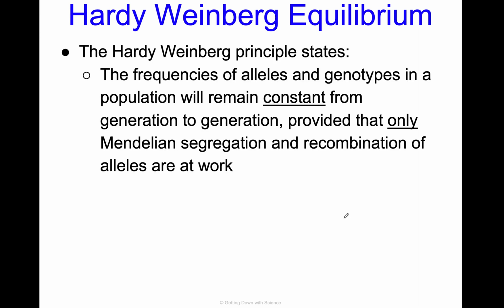The Hardy-Weinberg principle states that the frequency of alleles and genotypes in a population will remain constant from generation to generation, provided that only Mendelian segregation and recombination of alleles are at work. So this is true only if we're talking about Mendelian segregation and recombination of alleles, so only dominant and recessive. Unfortunately, Hardy-Weinberg cannot be applied to humans. We're too complex, so these are very simple species we're talking about.